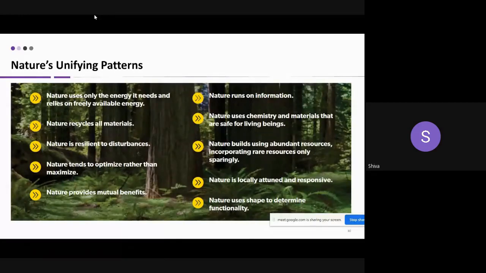Nature runs on information. Nature uses chemistry and materials that are safe for living beings. Nature builds using abundant resources, incorporating rare resources only sparingly. So we don't sit down and go back. I don't know how many of you like this, but battery technology is about depleting nature of its resources, right? So why should we do that? Nature is locally attuned and responsive. Nature uses shape to determine form. I will explain all this. We don't have the time to do this now.